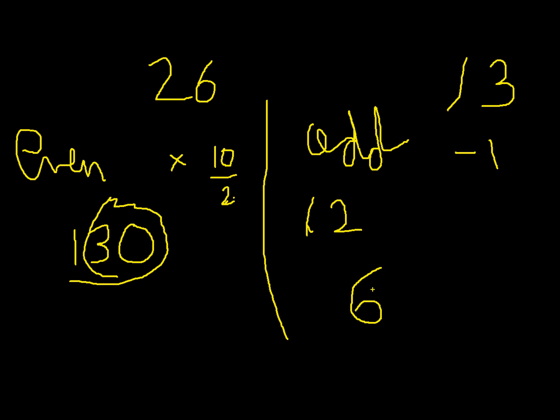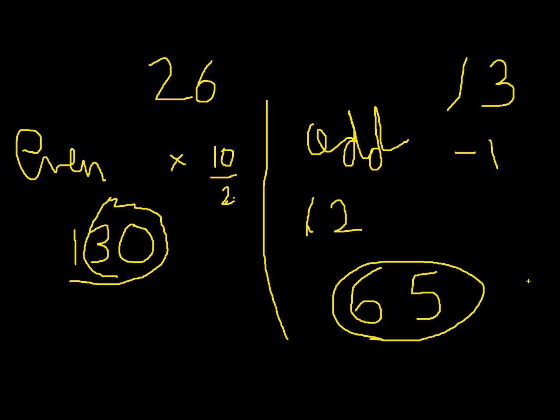This was step number 2. The third step is just place a 5 at the end of the number. So the answer is 65. So 13 multiplied by 5 is 65. First step 13 minus 1, that was 12. Second step 12 by 2, that is 6, and just place a 5 at the end.